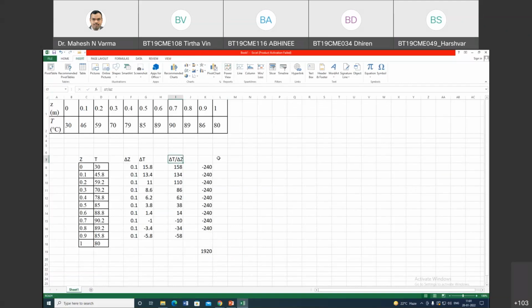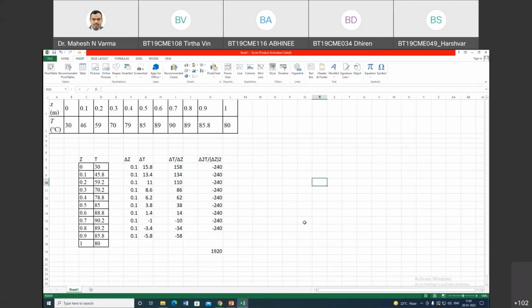So this is d2T by dz square. What are these values? Everybody?